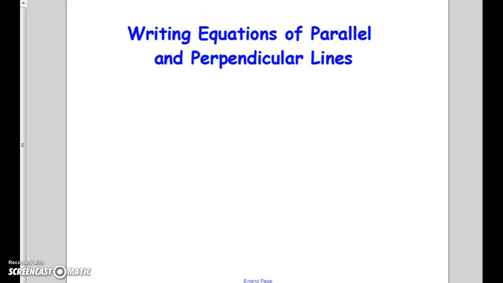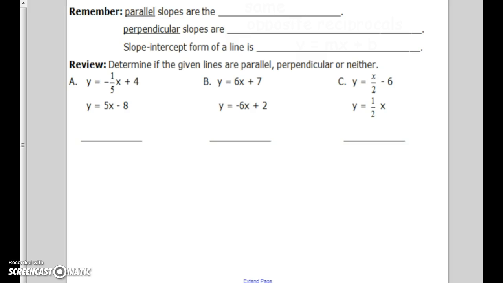Okay. All right, so today we're going to talk about writing equations of parallel and perpendicular lines. We've already talked about parallel, which means that they have the same slope. And we've talked about perpendicular lines, where we use the word opposite reciprocal. So the opposite means a positive and a negative, where the reciprocal means that you're going to flip your numbers. So let's see how we apply that. Remember again, parallel, the slopes are the same, and perpendicular, opposite reciprocals.